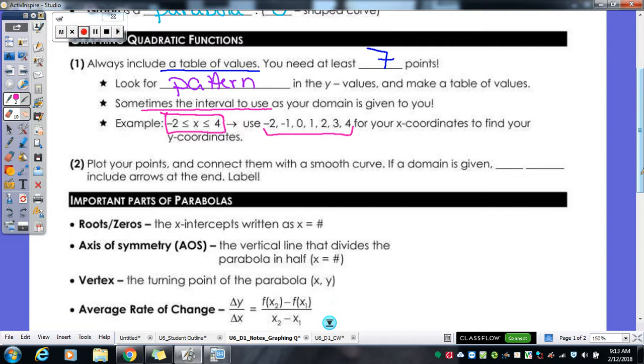So then you're going to connect your points and make a smooth curve. We don't use rulers for these. It's a U shape, so there's going to be a curve to it. There's not really a straight line to it.